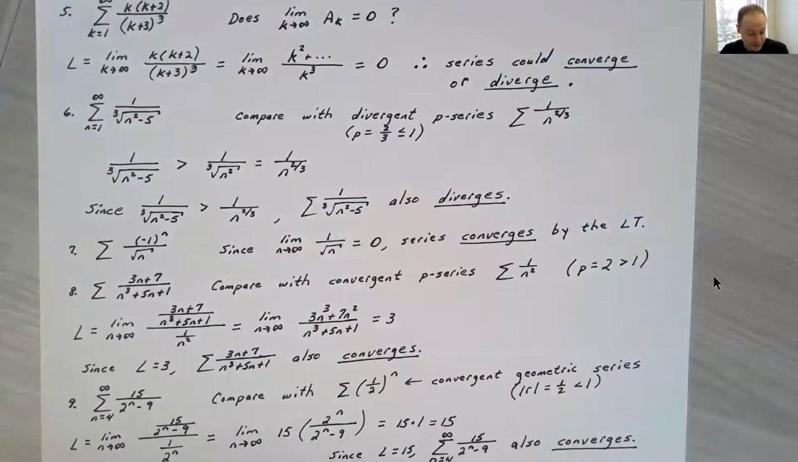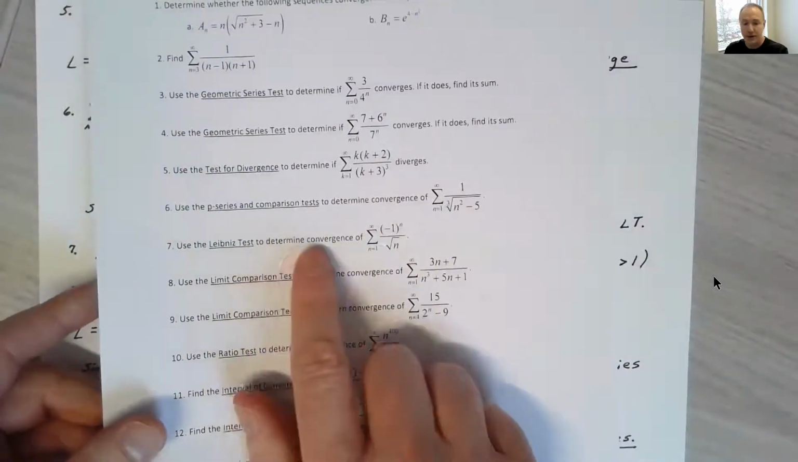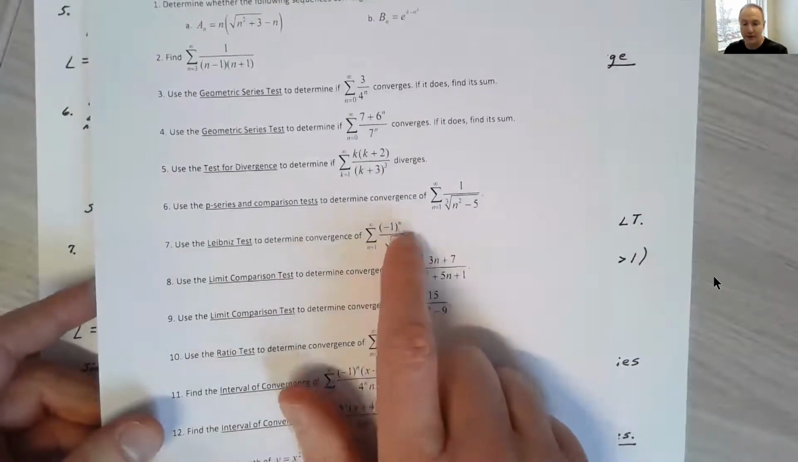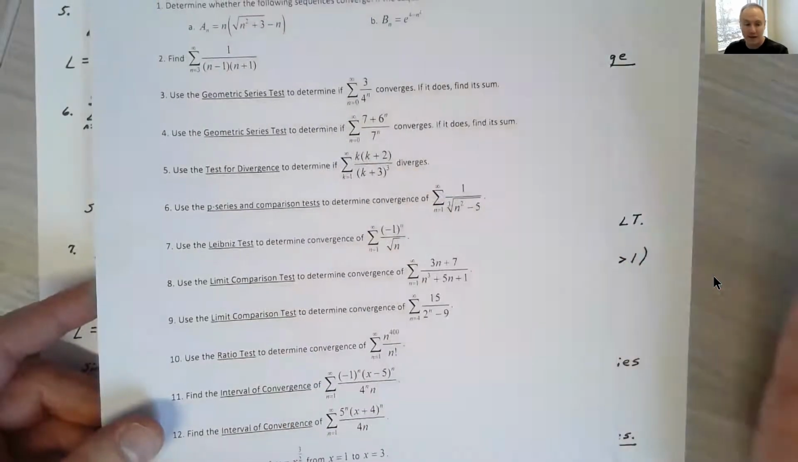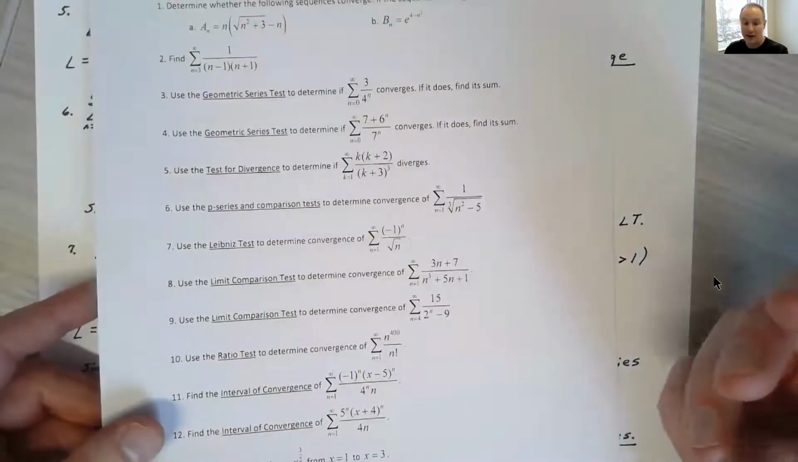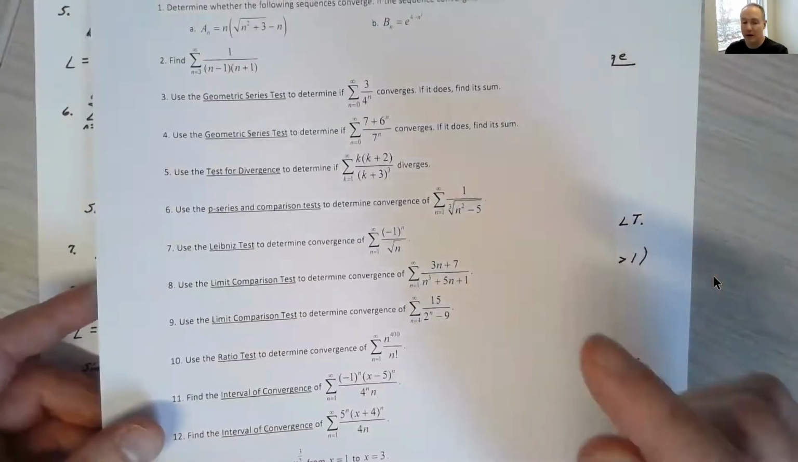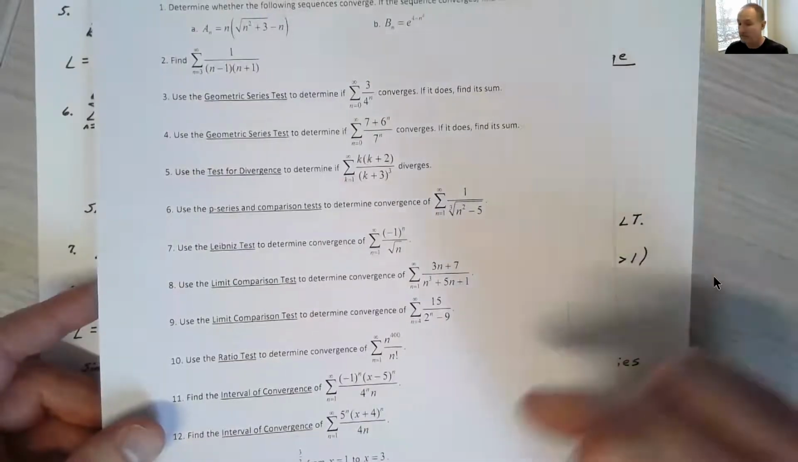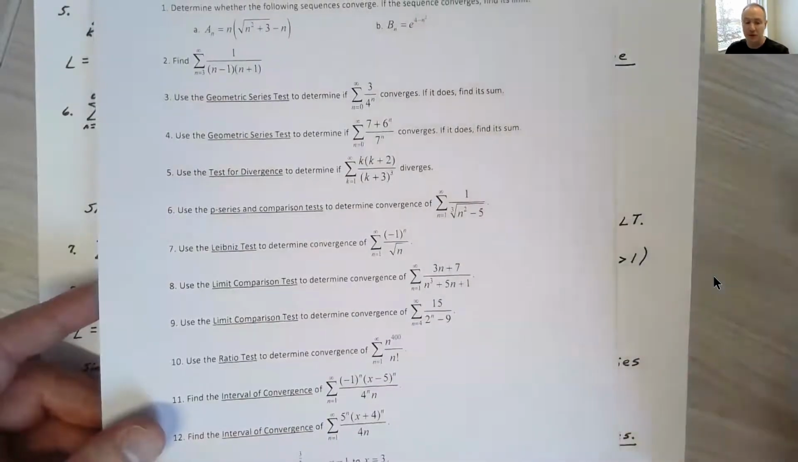Now, for number 7, I ask you to use the Leibniz test, also known as the alternating series test, to determine the convergence of the sum from 1 to infinity of -1 to the n over the square root of n. So whether you call it the Leibniz test or the alternating series test, you just say, all I have to do is take the limit of the non-alternating part, and if I can show that that limit goes to 0, boom, by the Leibniz alternating series test, this series converges.